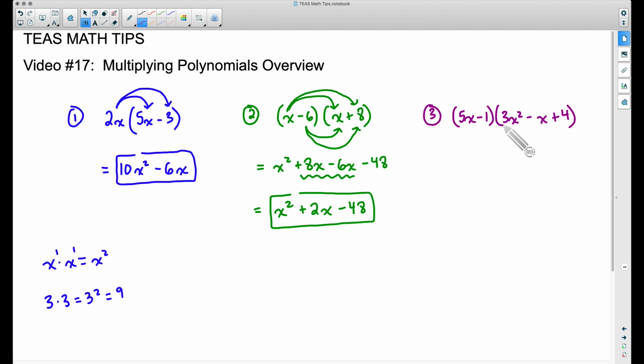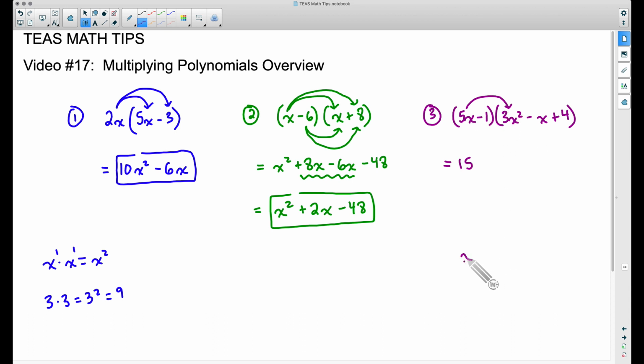And now finally, for this third one here, let's take the same concept. We're doing a lot of distributive property. Take this first term, 5x, let's multiply it by the first term in this other group. That's the 3x squared. 5 times 3, that gives us 15. And then we're taking this x times this x squared.